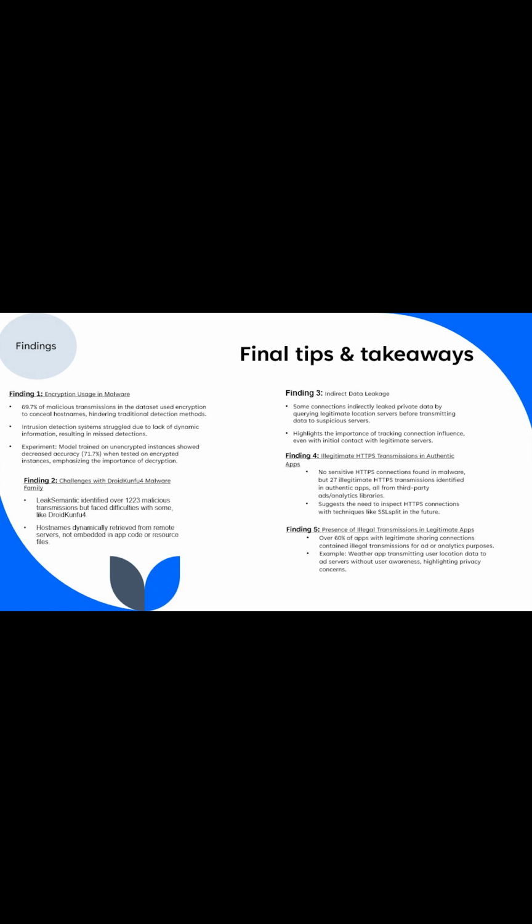Lastly, we have our findings. The first finding for Link-O-Matic was that malicious transmissions in the dataset often utilize encryption to conceal host names, impeding traditional detection methods. A model trained solely on unencrypted instances shows significantly reduced accuracy when tested on encrypted instances.